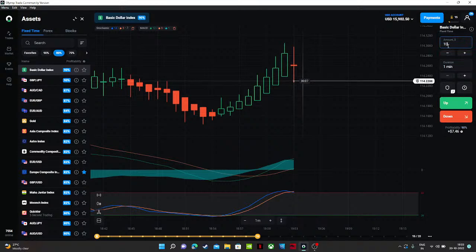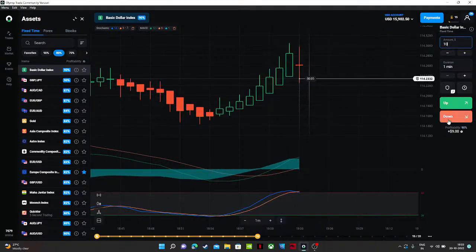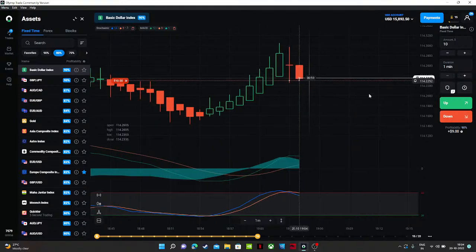I think we have an entry in basic dollar index. So I'm making a downside trade in basic dollar index. Trade duration is 1 minute only. If I lose this trade, I might go for the trade again in the downward direction using the Martingale principle. There is a 10 gap difference because since this is a live stream, there can be a slight gap.